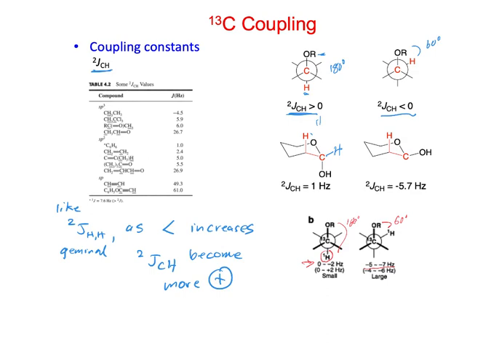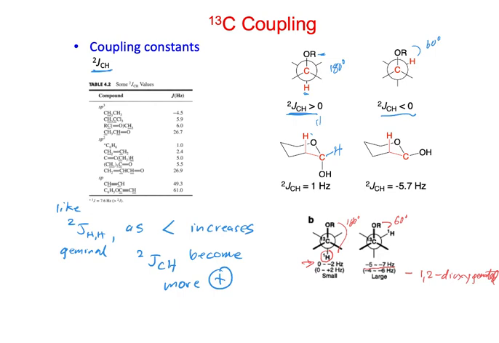The bottom ones is if it was a 1,2 dioxygenated. So if there was another, I think, alcohol or ether on the back carbon, on the one where that proton is on. And so those were a little bit different.